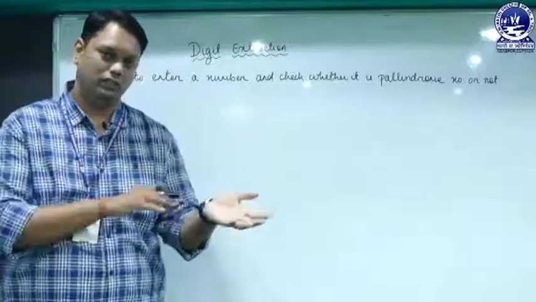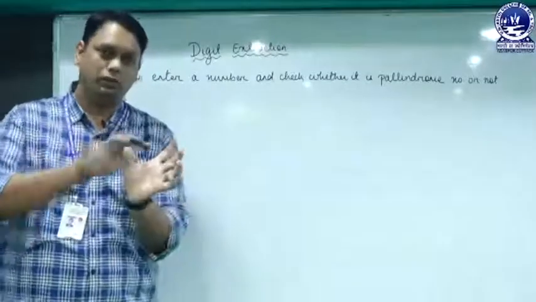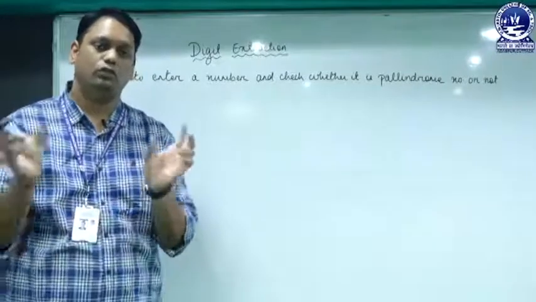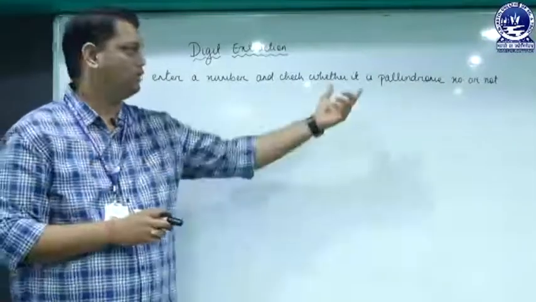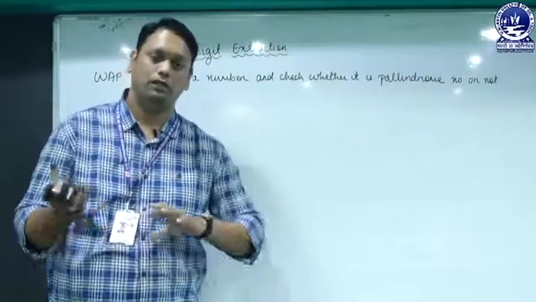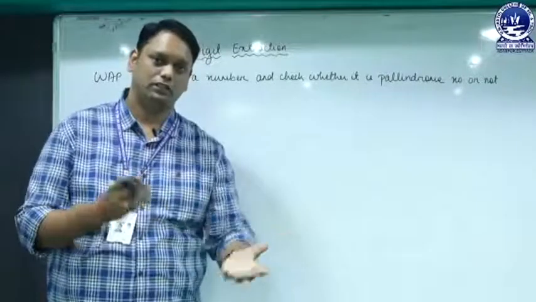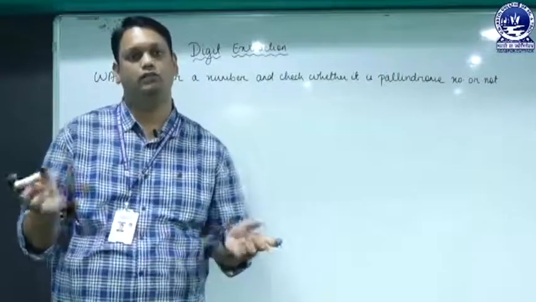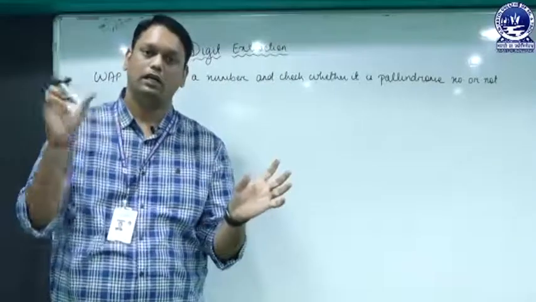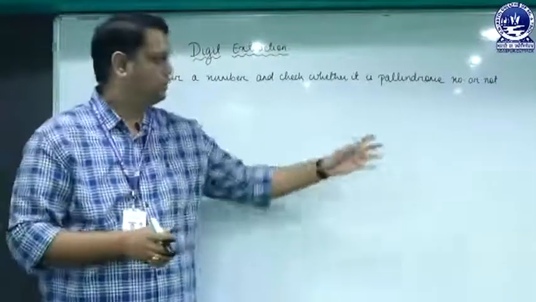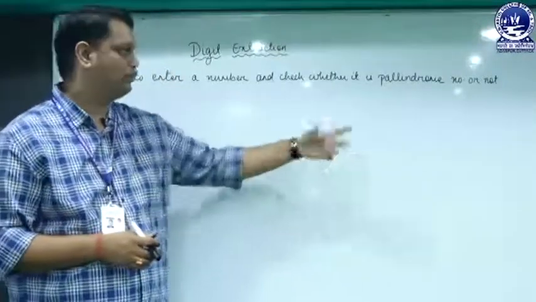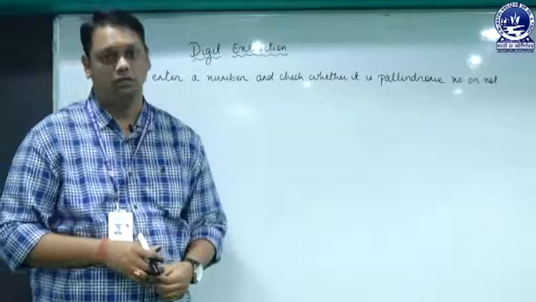So when I reverse the number, I will get the number 1001. So if both the numbers are equal, then we call it a palindrome number. Let's say we will take 8855. But when we reverse it, we will get 5588, which is not equal to 8855. So 5588 is different and 8855 is different, so it is not a palindrome number. So in this program we will enter a number and check whether the number is palindrome or not.